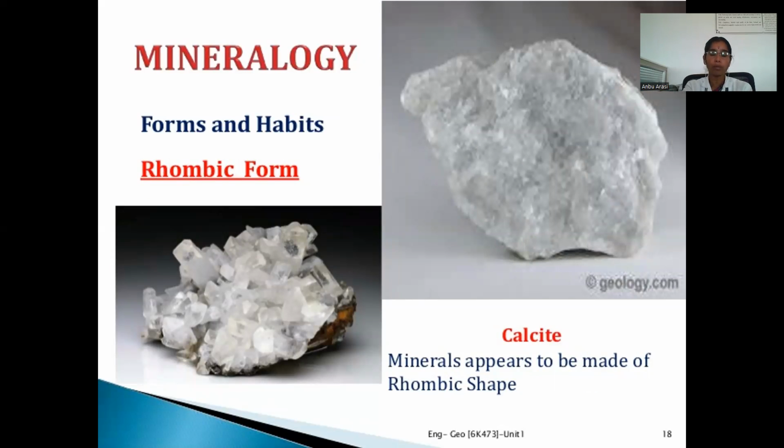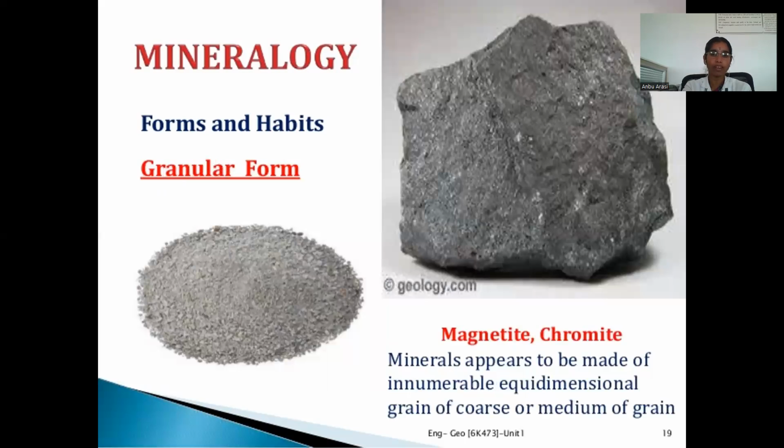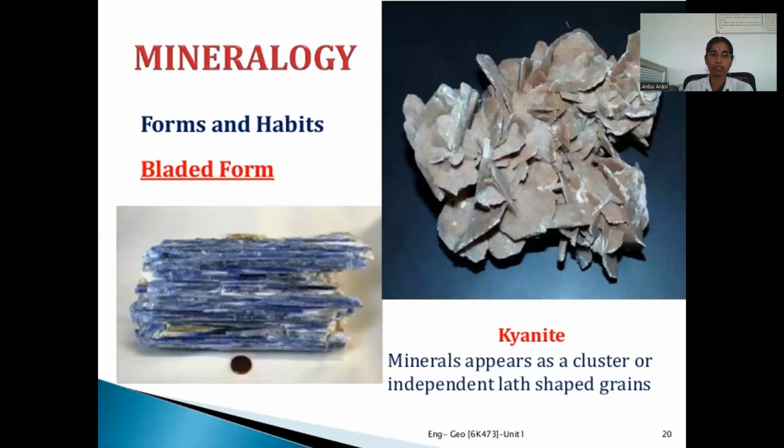Rhombic form. Minerals appear to be made up of rhombic forms, for example calcite. Next, granular form. Minerals appear to be made up of innumerable equidimensional grains of coarse or medium size. That's called granular form. Example, magnetite and chromite. Next, bladed form. Kyanite is the best example of bladed form.